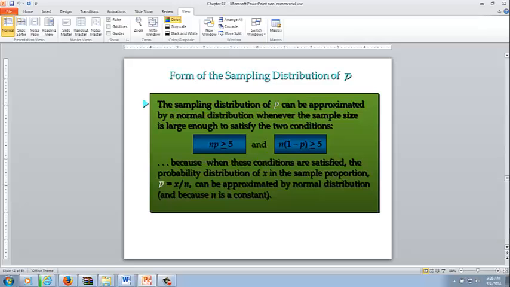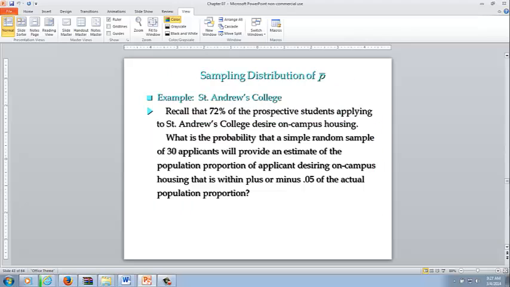Concretely, let's answer this. But before we do that, it's important to note these are the conditions required in order for us to use the normal distribution. First, nP has to be greater than or equal to 5. And second, n times 1 minus P has to be greater than or equal to 5. Let's look at that concretely.